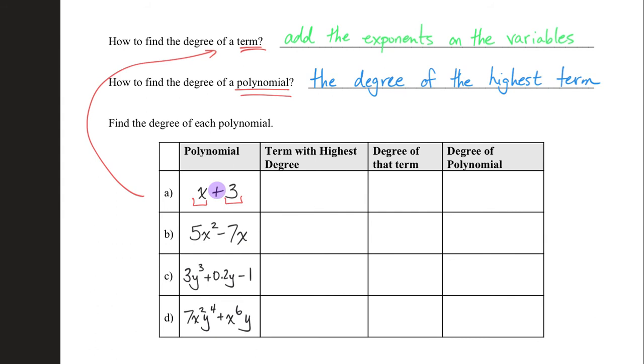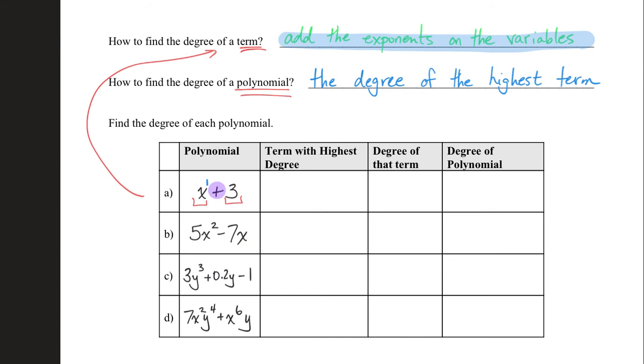If I take a look, I don't see an exponent on my first term, on my x. But I know that if I don't see an exponent, then I have an exponent of 1. Well, I go to my next term, 3. I already have a problem with that, because to find the degree of a term, I need to add the exponents on the variables, and my last term, 3, doesn't have any variables. It's constant. That means I can't add anything up, so I have a value of like 0.